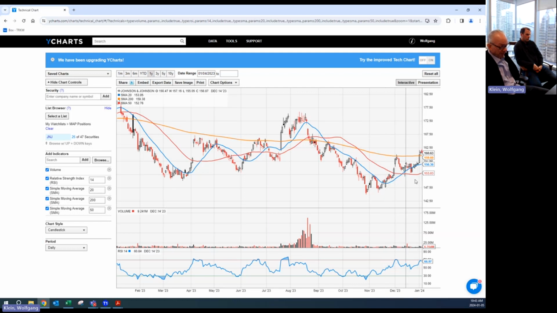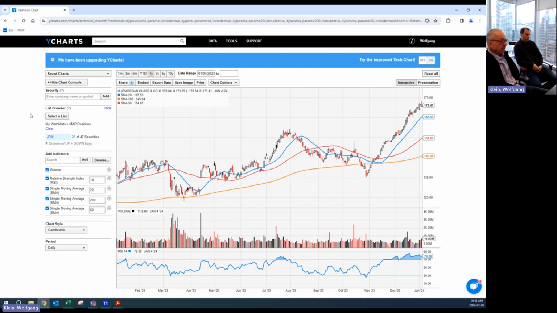Base at 147. Bit of confirmation up here at 160. Cheap stock fundamentally, pays a dividend. It's a consumer staple name, and staples were out of favor. They're getting a bit of a bid right now. So we have a small place in Johnson & Johnson and Amgen.